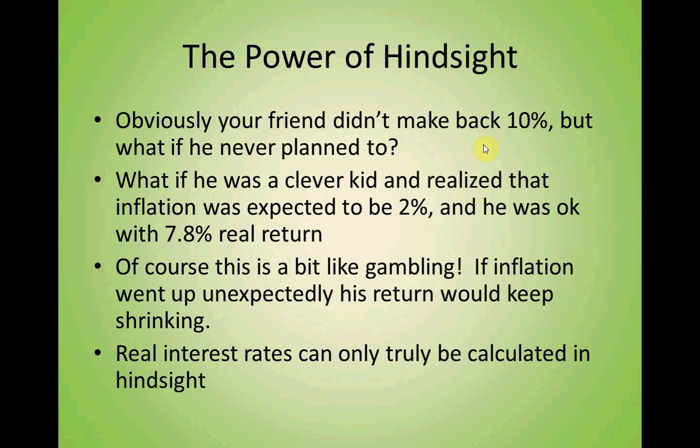Obviously, your friend didn't make back 10%, but what if he never planned to? What if your friend was a clever banker, and they said, hey, you know what? I'm going to charge you 10%, but I'm smart and I know what inflation is, and I realize that I don't need that extra 10%. I just want to cover inflation and maybe make a small profit. And so they were okay with 7.8% as a real return.